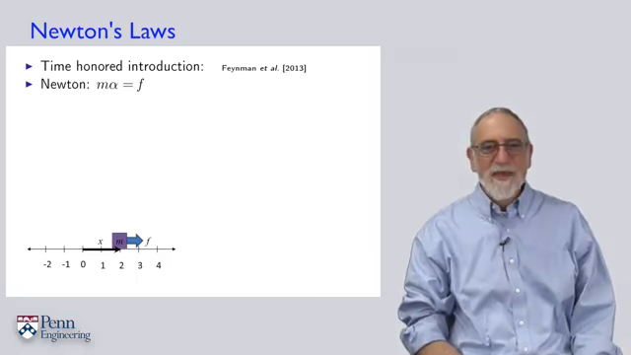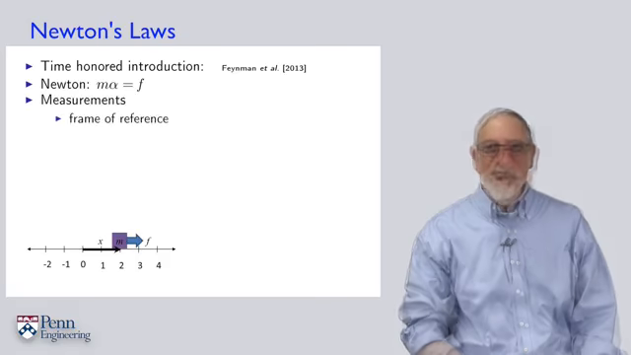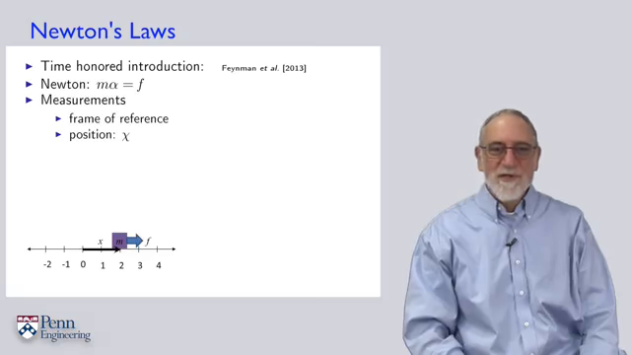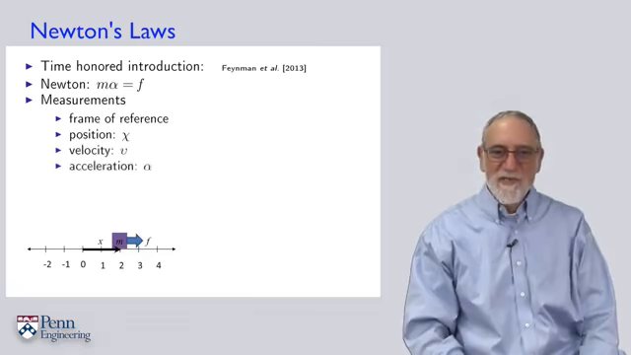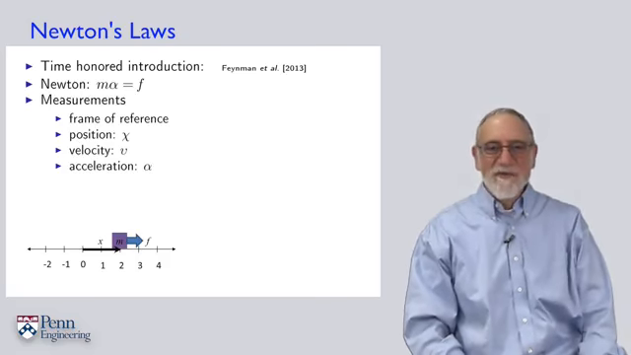mass. If we measure, we need a frame of reference. We're going to put a frame of reference in this figure, and once we have a frame of reference, we can measure position, chi in this picture. We can measure velocity that I'll label v. Of course, the velocity is the time derivative of the position, and the acceleration that I'm labeling alpha is the time derivative of the velocity.